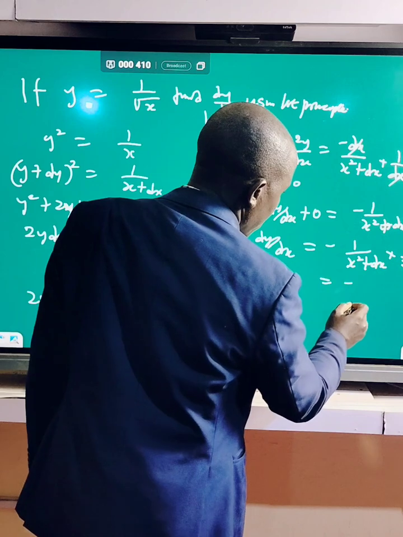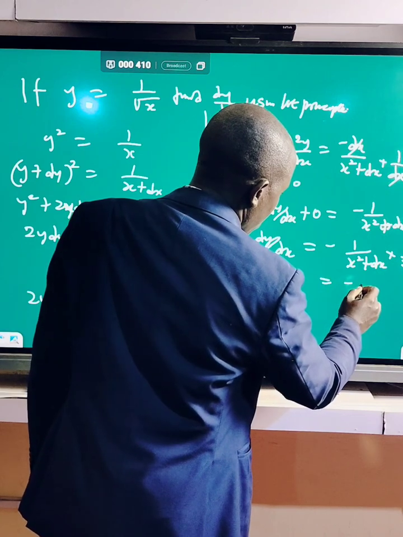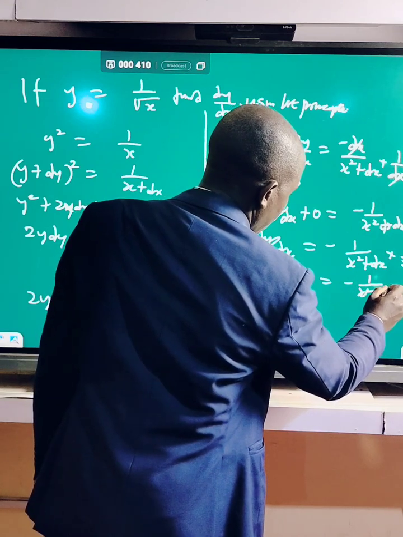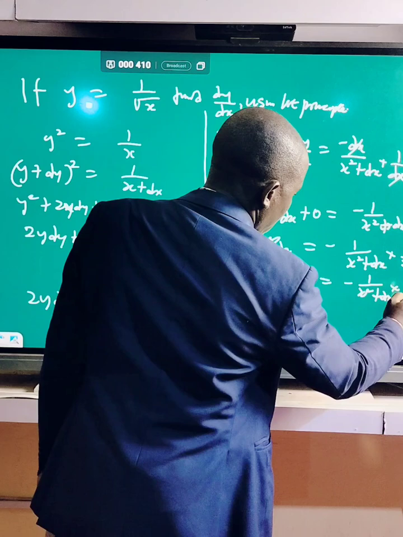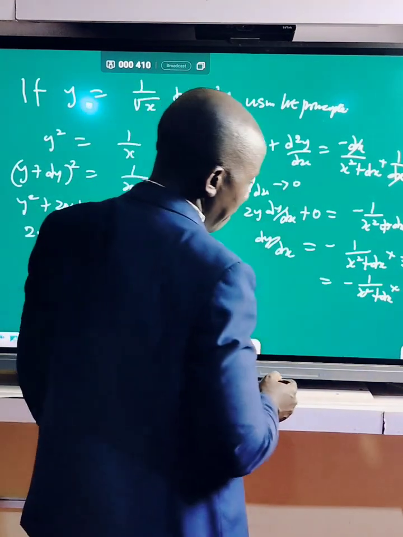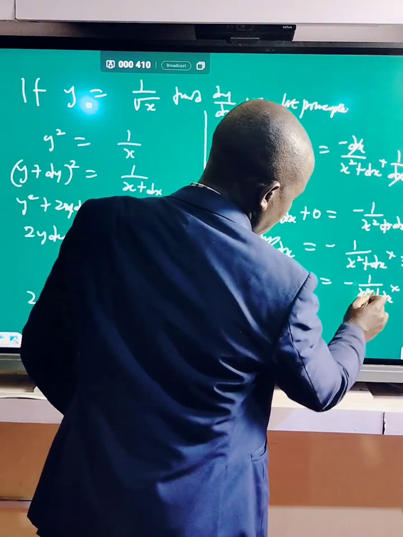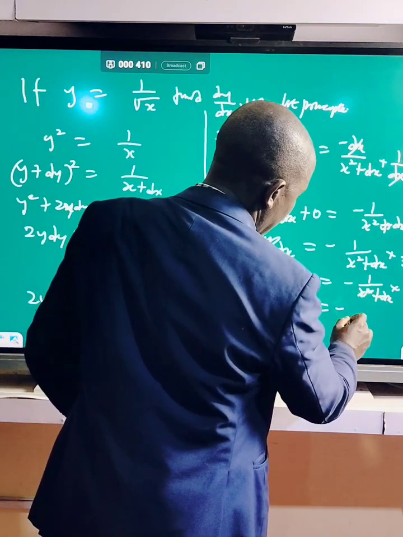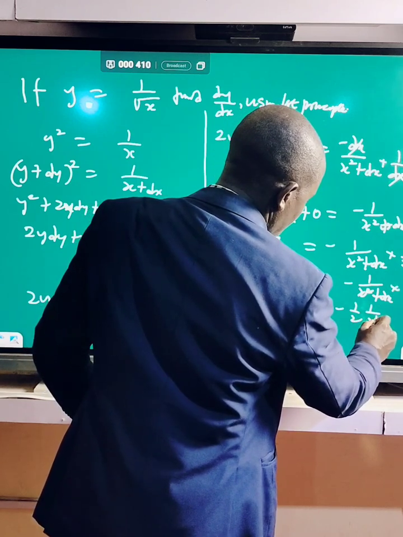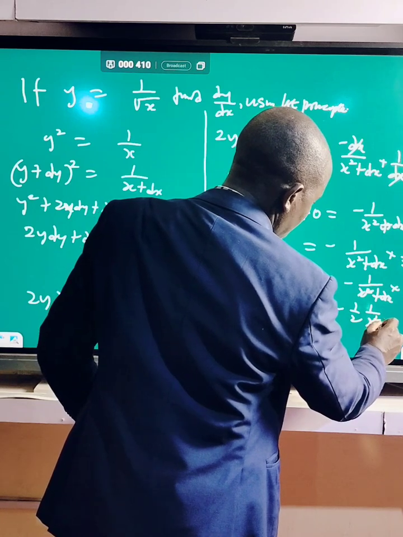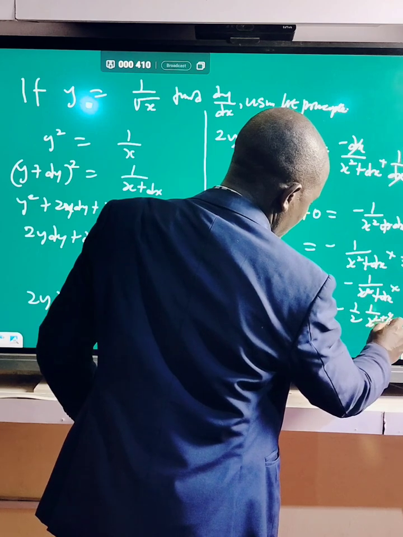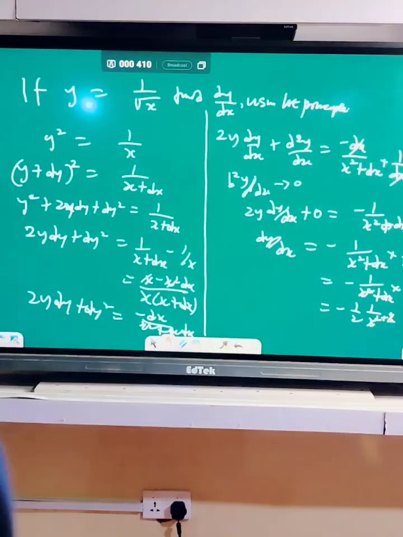So that what we are having here now is minus 1 over x squared plus delta x times 1 over 2 root x. So that what we are having here now is minus 1 over 2 x squared plus 1 over 2. Mistake.